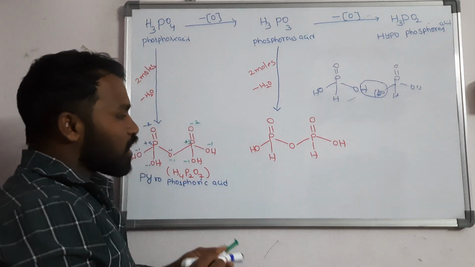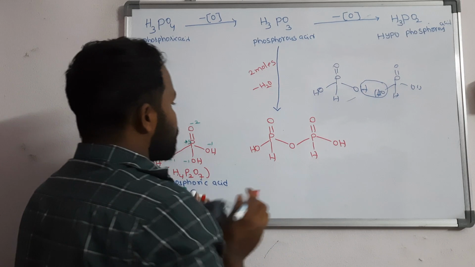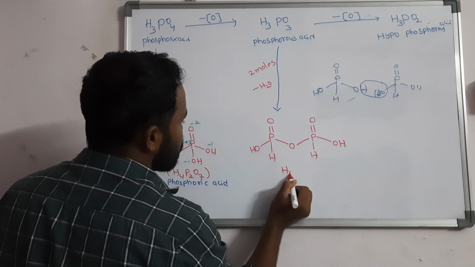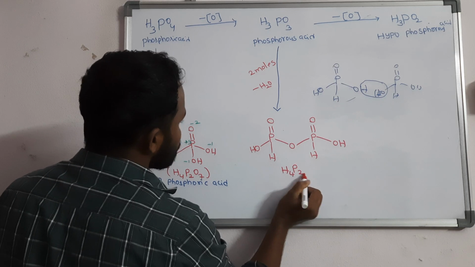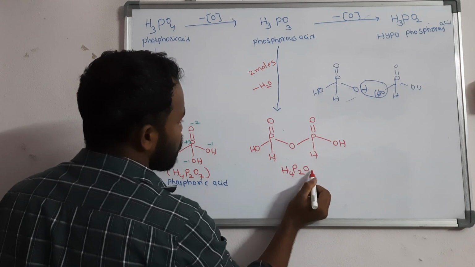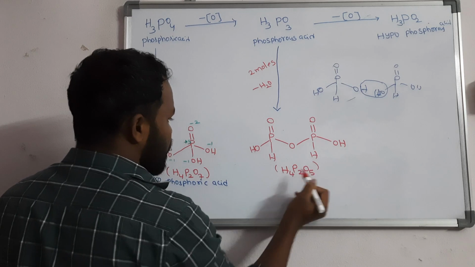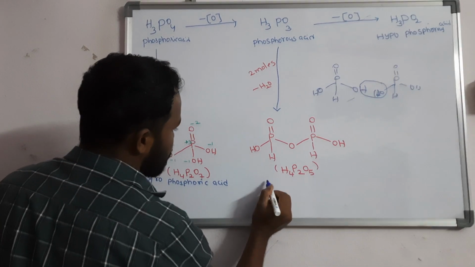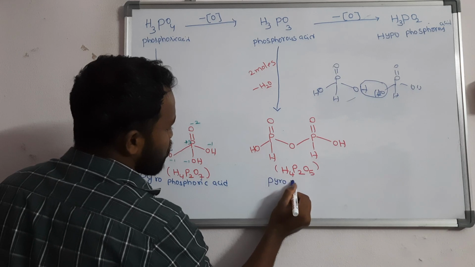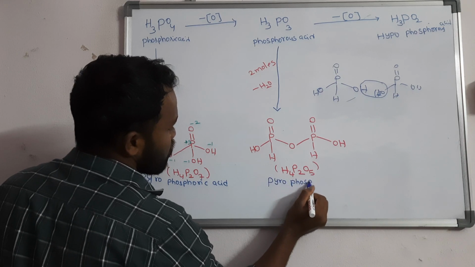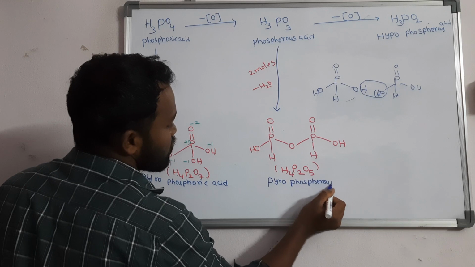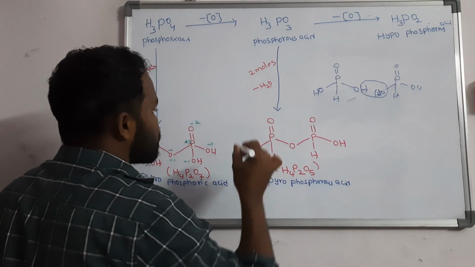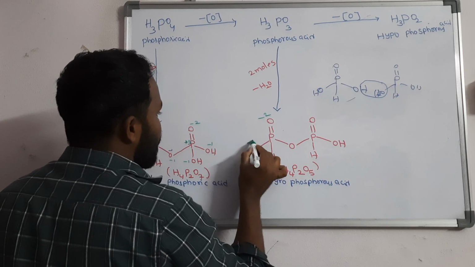Now we will write the oxidation state for this. Otherwise, what is the formula? H4P2, 1, 2, 3, 4, 5 oxygens: H4P2O5. So the name is pyrophosphorus acid. If I calculate oxidation states for this, -2, -1.